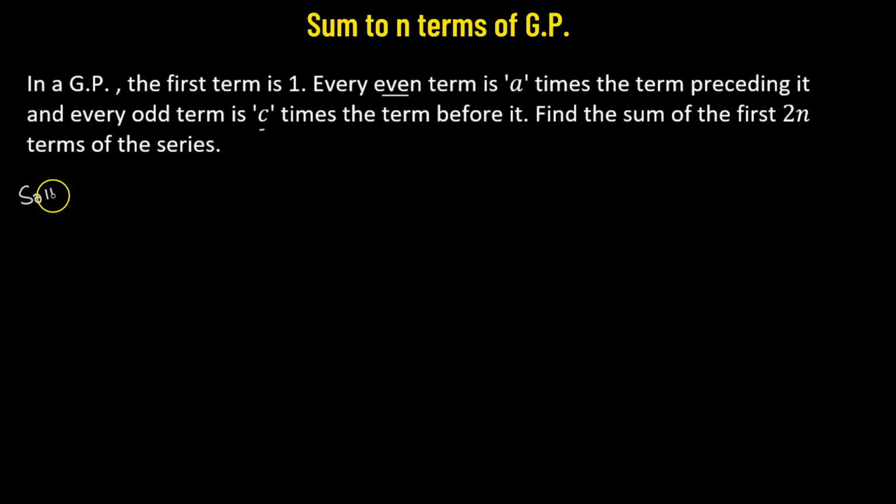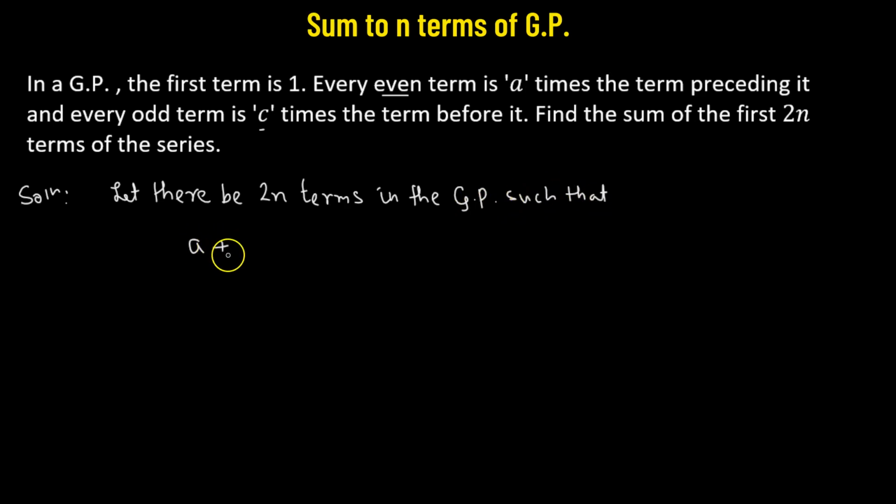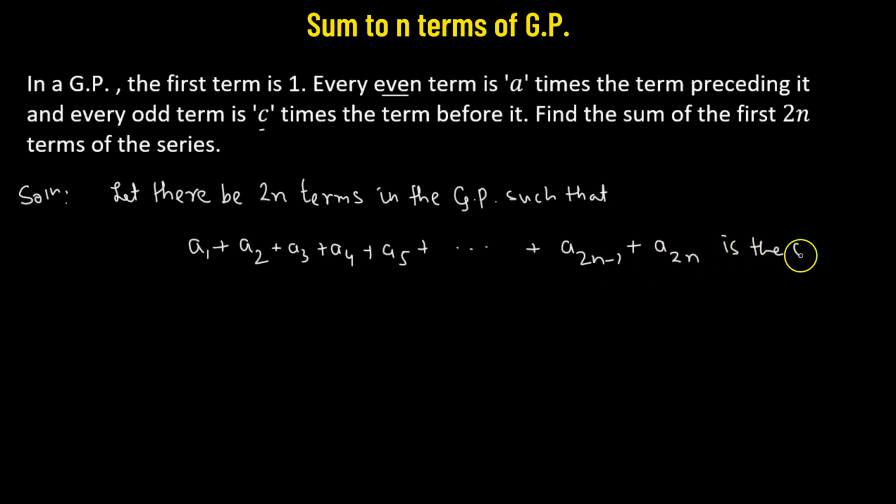So let's begin. Let there be 2n terms in the geometric progression, such that we have a1 plus a2 plus a3 plus a4, taking a couple of terms at the beginning, and this goes all the way up to the second last term, a2n minus 1, and then a2n. So this is the series, and this is a geometric series. Here it's given that the first term is 1. So that's given to us.